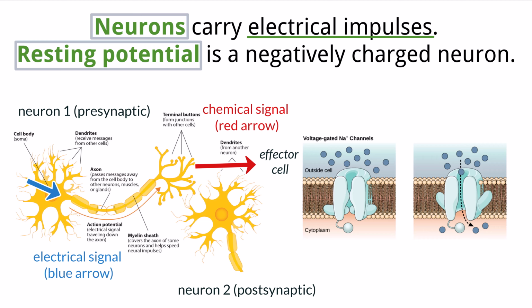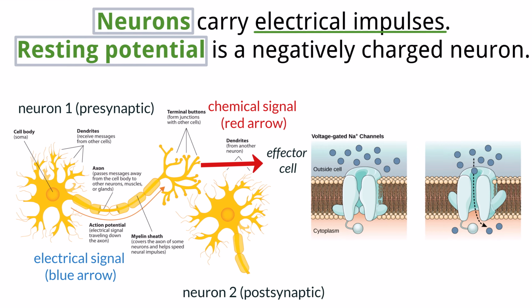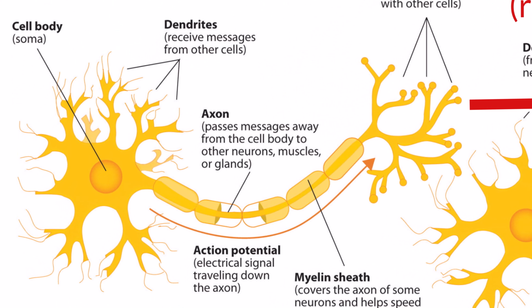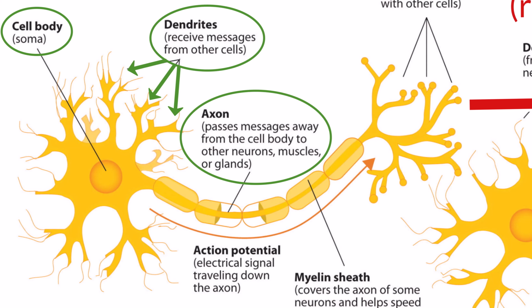In this video, we'll explore how a signal is transmitted through a neuron and then how that signal can pass between neurons. This is a neuron. A neuron is a specialized cell in the nervous system that transmits electrical signals. It consists of a cell body, which contains the nucleus and cytoplasm, and two main types of nerve fibers, dendrites and the axon.